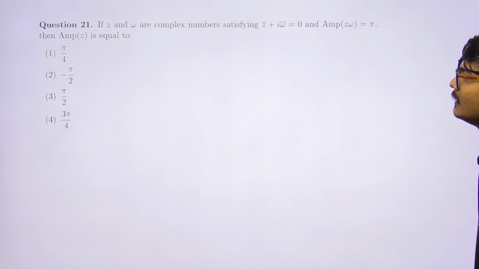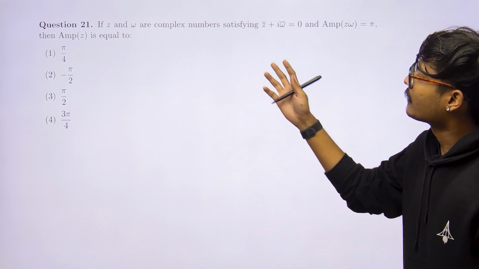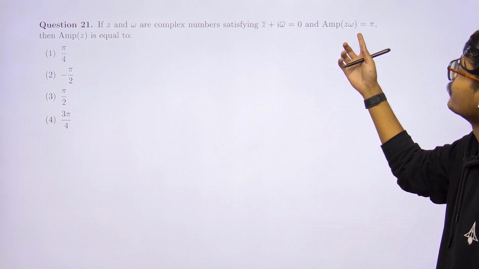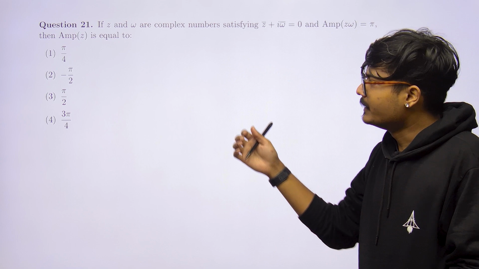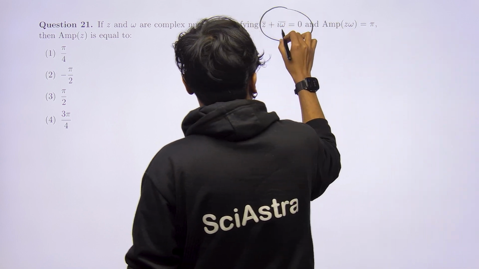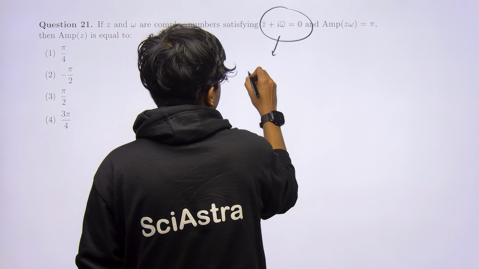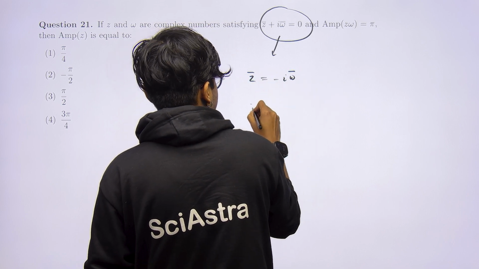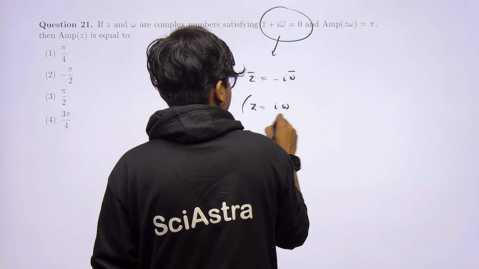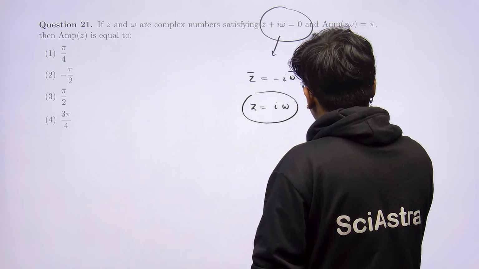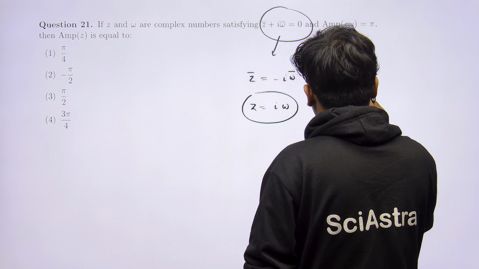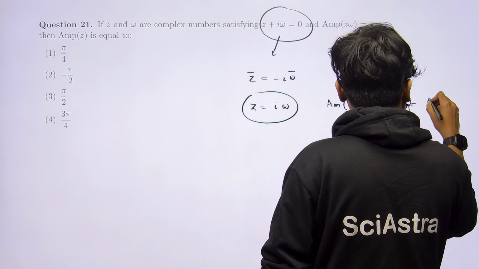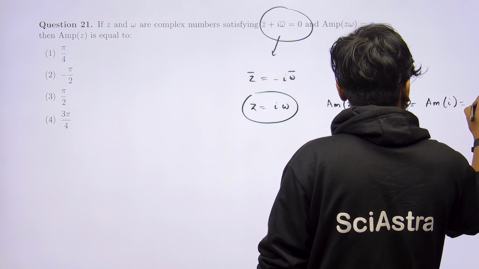Cool? Coming to the next question: if z and omega are complex numbers satisfying z conjugate plus i omega conjugate equal to 0 and amplitude of z omega is equal to pi, then find the amplitude of z. From this equation, we can say that z conjugate is minus iota times omega conjugate. If I take the conjugate on both sides, I can say that z is equal to i times omega, which means that the amplitude of z minus the amplitude of omega should be equal to the amplitude of iota, which is pi by 2.